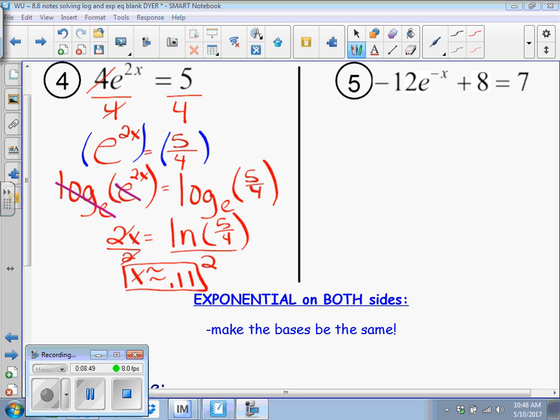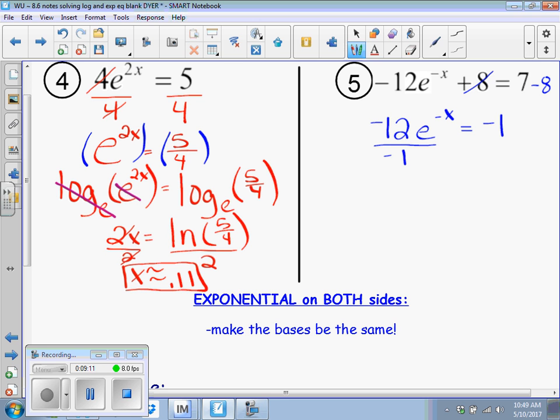All right. First step, subtract 8 from both sides, right? Exactly. Okay, so now we have negative 12 e to the negative x equals negative 1. So now we divide both sides by negative 12. And that gives me e to the negative x equals positive 1/12.